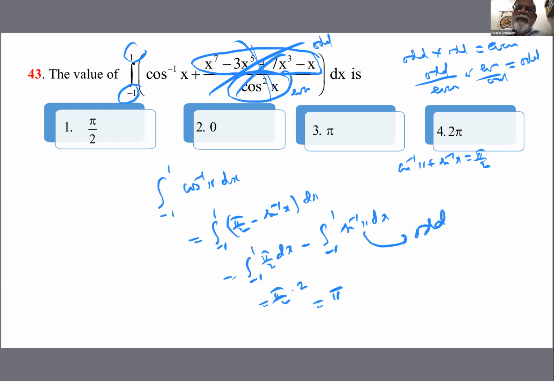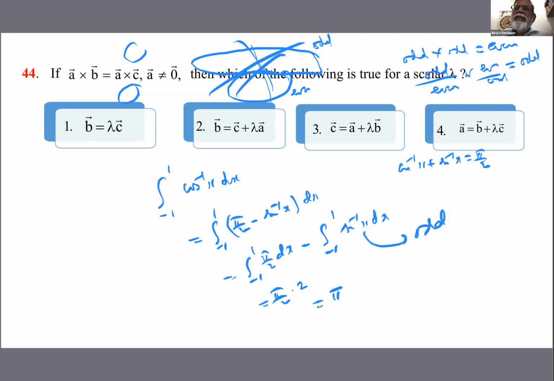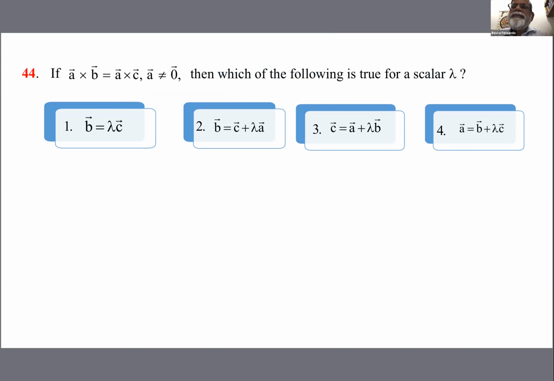Okay. So this is not an easy sum. It so happened all the integration problems became a bit tougher. A cross B and A cross C are equal vectors. What is the relation between them? Which of the relation holds?